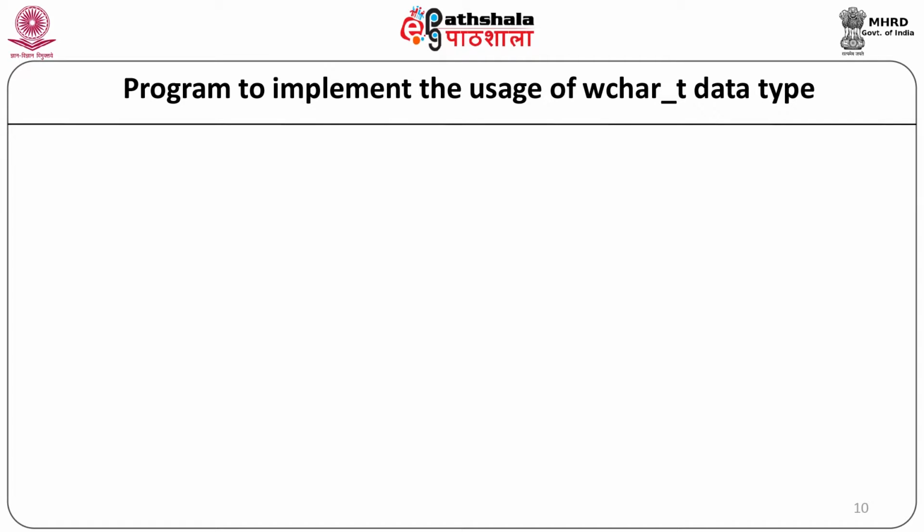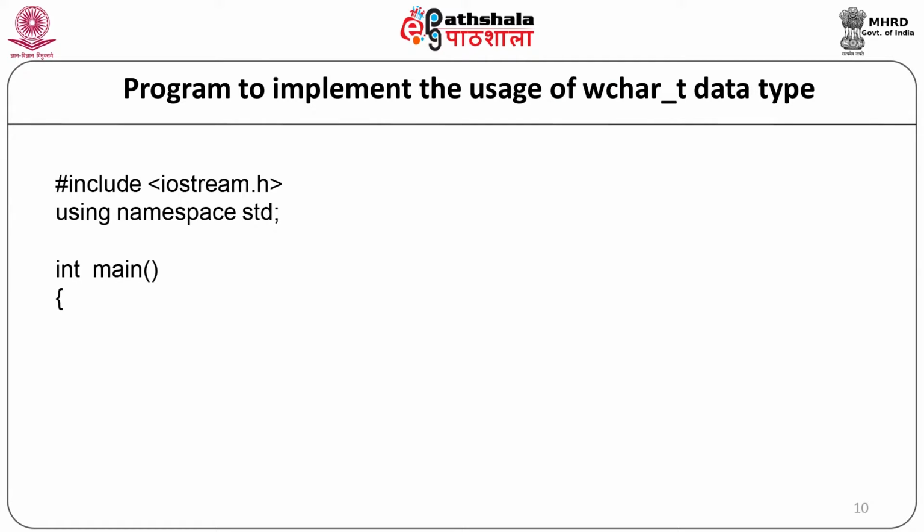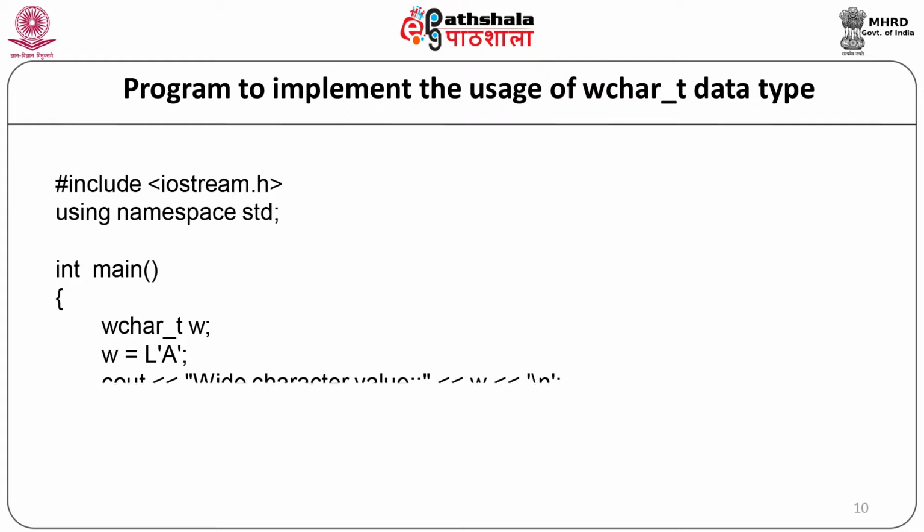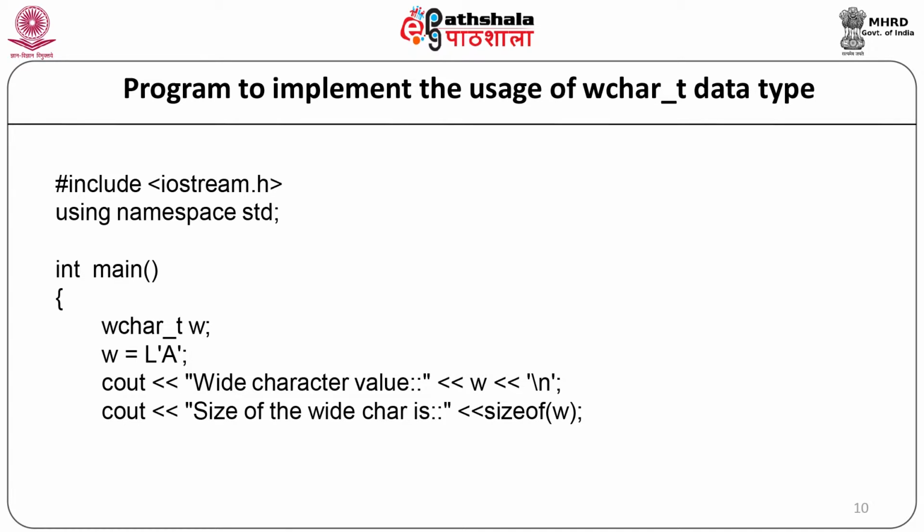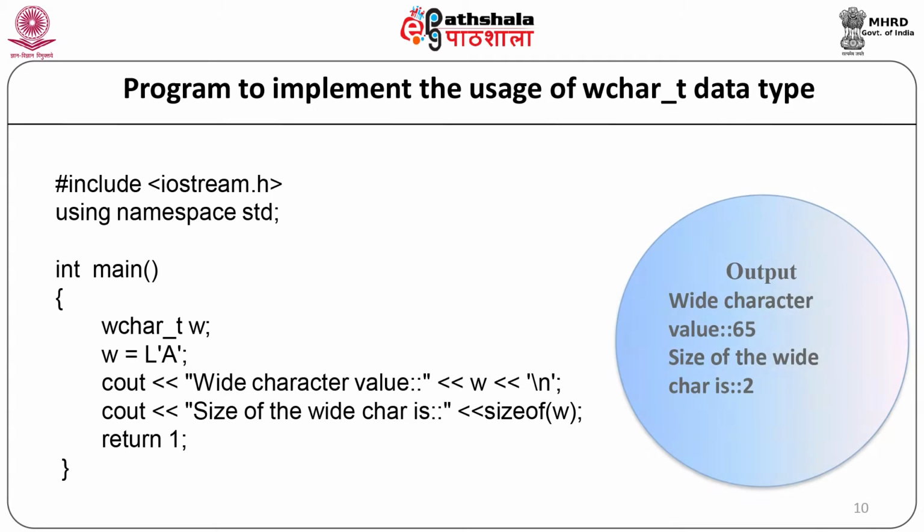Let us see the program to implement the usage of the wide character data type. We will start with the program. #include <iostream>, int main. We will declare the variable as wchar_t w. We are giving the initial value as w equal to L'A'. Cout wide character value is the value of w, and cout the size of wide character is sizeof w, and our program ends. When the above code is compiled and executed, it produces the result as wide character value is 65 and size of the wide character is 2.